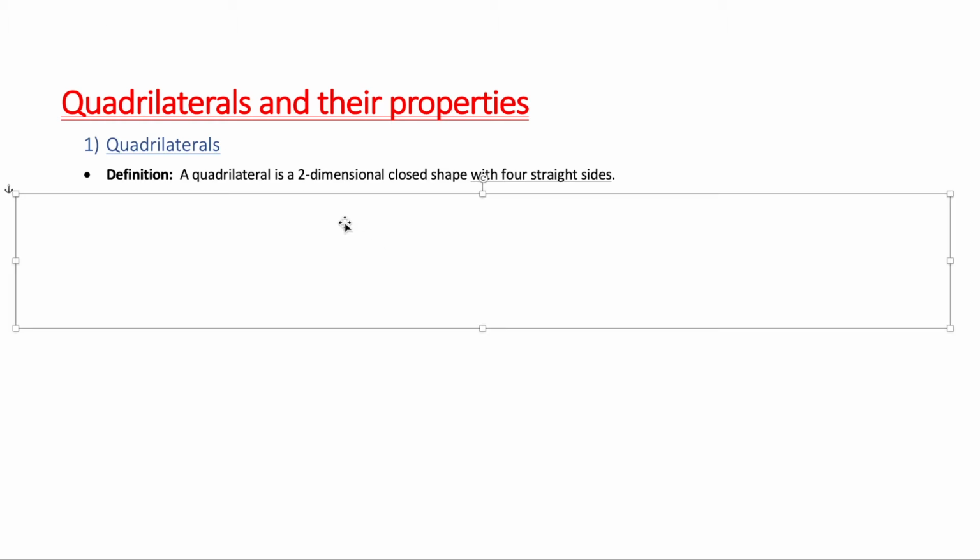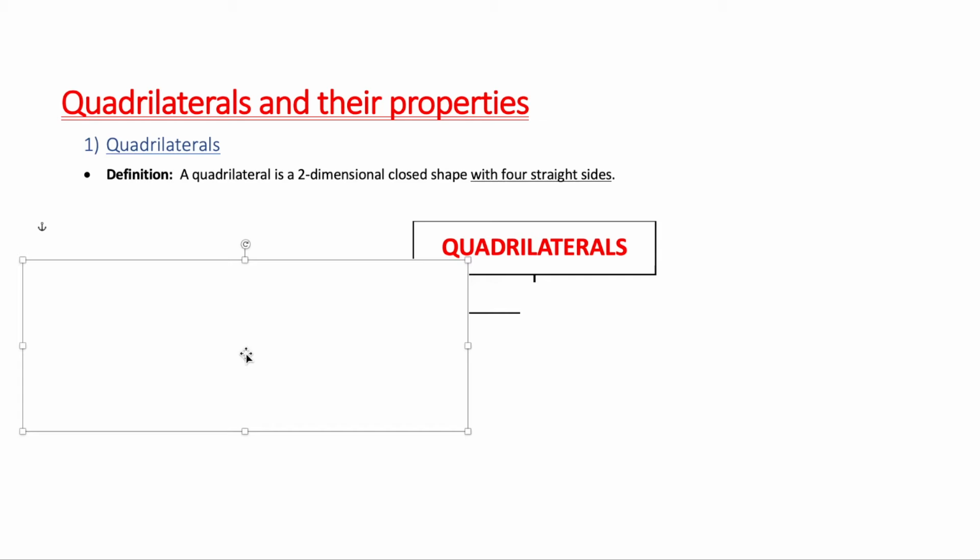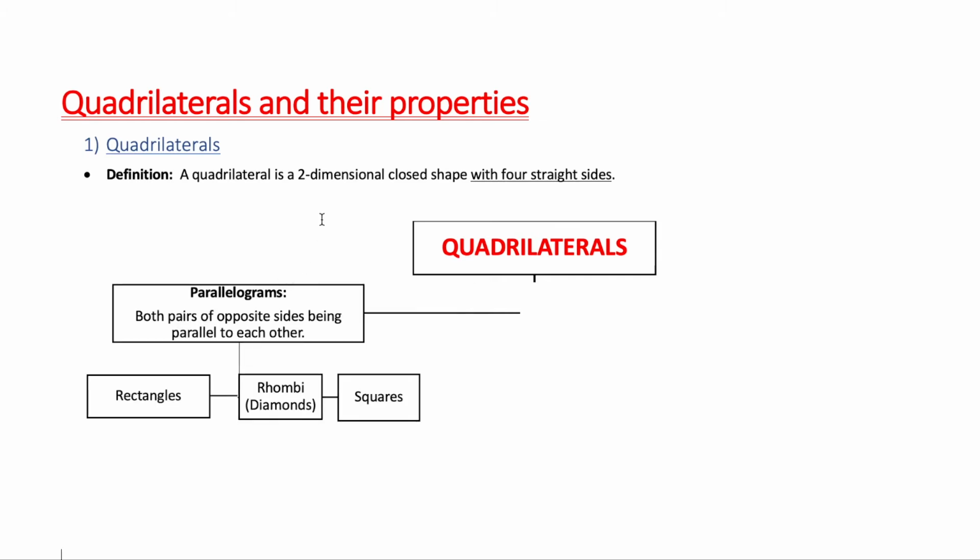One type of quadrilateral are called parallelograms. Okay, and parallelograms have an important condition. Both pairs of opposite sides are parallel to each other. Okay, and we have here the examples. So we have rectangles, rhombi or diamonds, or squares.